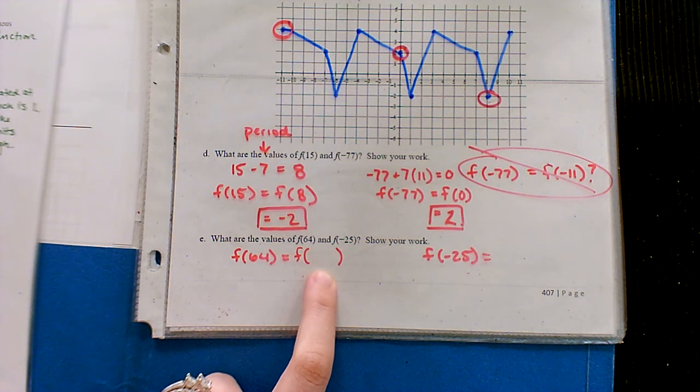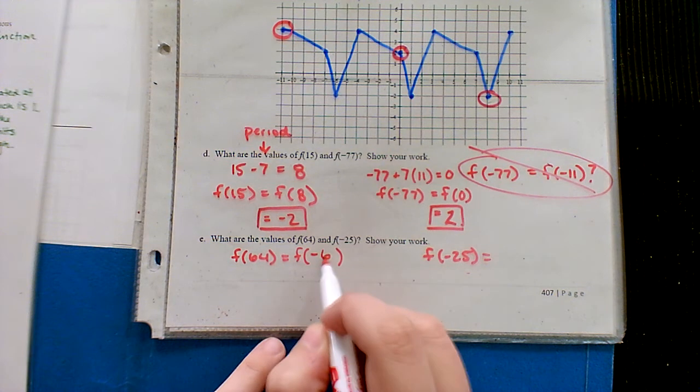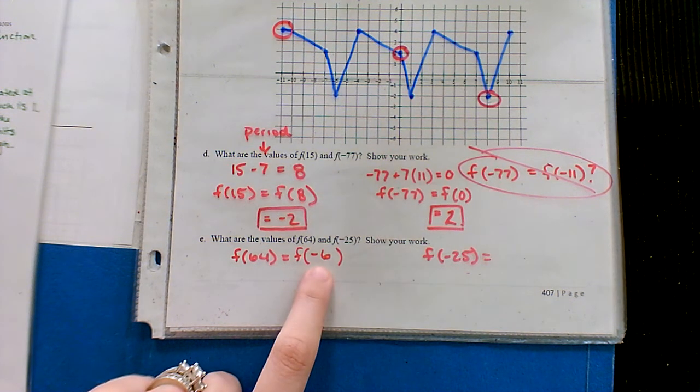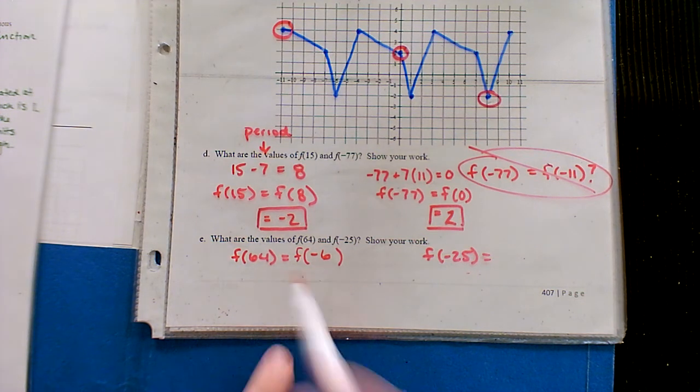Are we still subtracting 7? Yeah? F of negative 6, okay. If you add another 7 to that, you would probably get f of 1. Maybe some of you had that. Another one would probably be f of 8. Maybe some of you had that. It just depends on how many times you wanted to subtract 7.